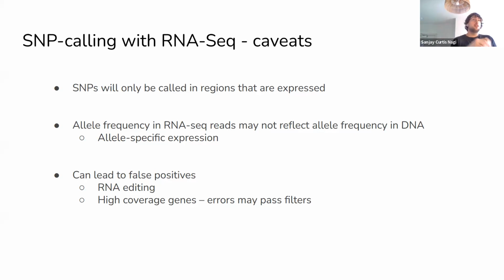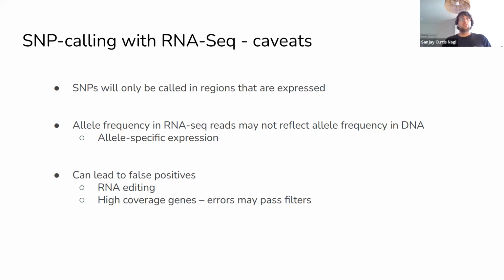Another caveat is that the allele frequency that we see in RNA sequencing reads may not actually reflect the allele frequency in DNA. One major reason for that is a phenomenon called allele-specific expression. Allele-specific expression is a process that happens where, for example, a mosquito has 2 alleles at any given locus, but for some reason, only one of those alleles is actually expressed. In the case of RNA sequencing, we would only observe the expressed allele. We would not know that there is another allele present.